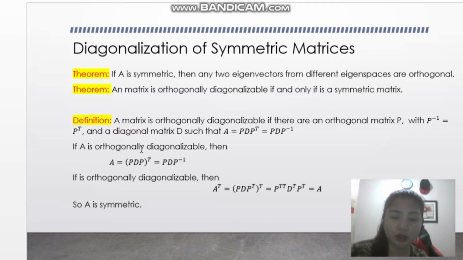If A is orthogonally diagonalizable, then A is equal to P times D times P transpose, or P times D times the inverse of P. If it is orthogonally diagonalizable, then A transpose is equal to the transpose of P times D times P transpose, which is equal to P transpose times D transpose times P transpose, which is equal to A. So, A is symmetric. This is the definition of a matrix which is orthogonally diagonalizable.